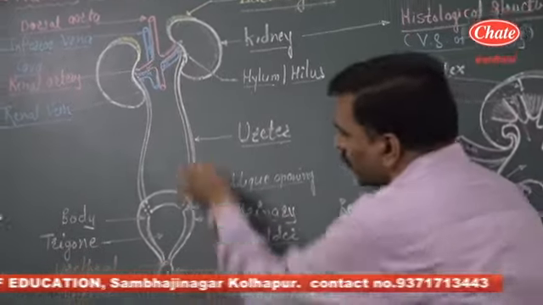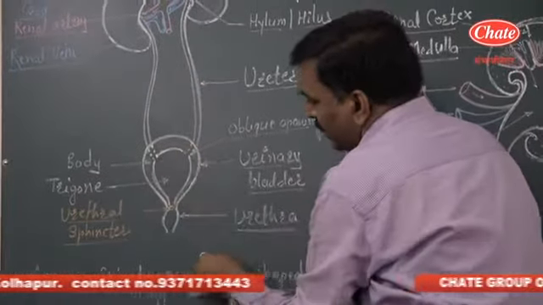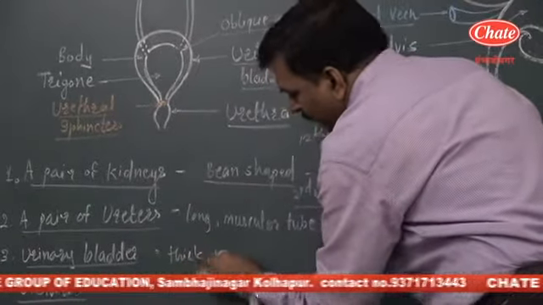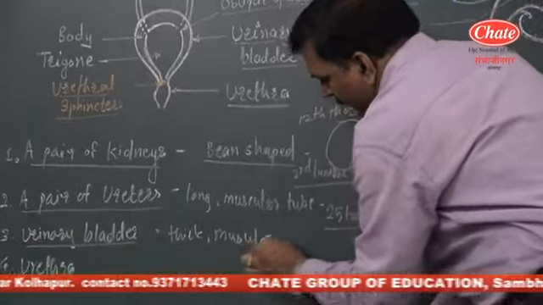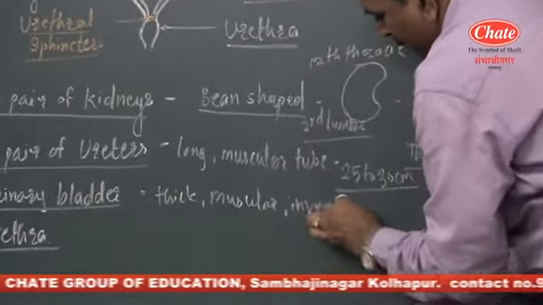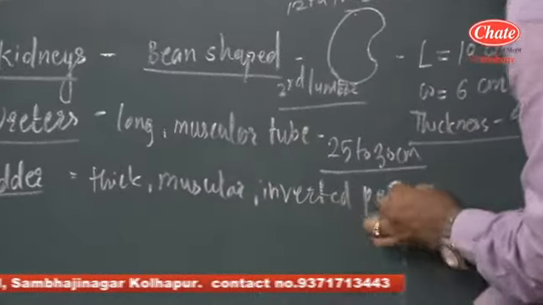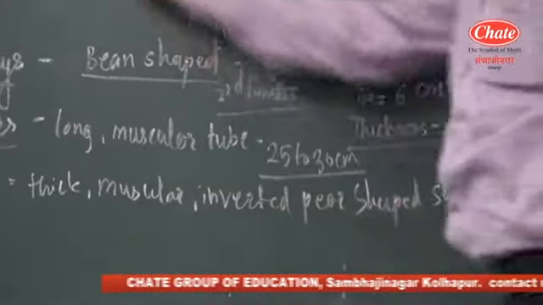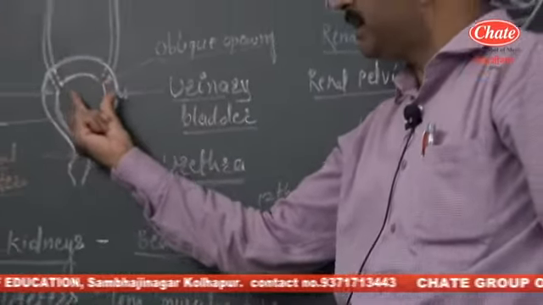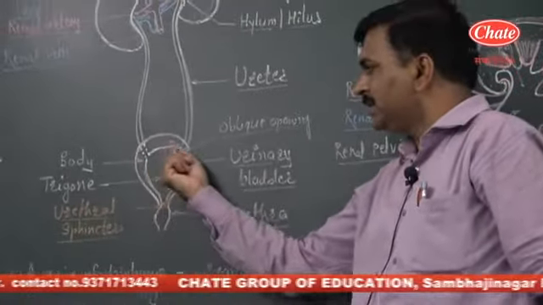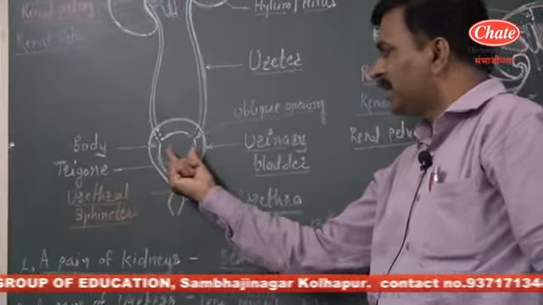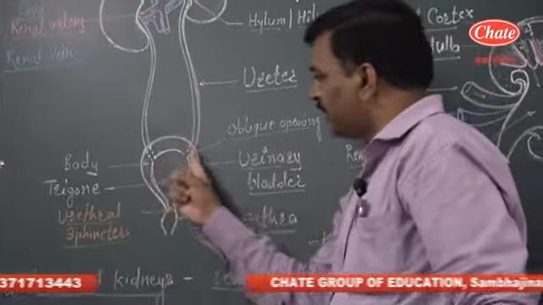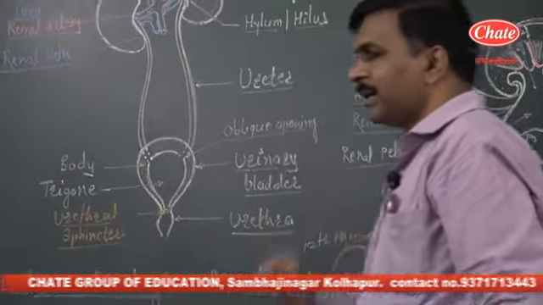Now the third component of the excretory system is the urinary bladder. The urinary bladder is a thick, muscular, inverted, pear shaped sac that lies in the pelvic region or sacral region. This muscular bag consists of two components: the outer peripheral part is the body, while the central part is the trigone.